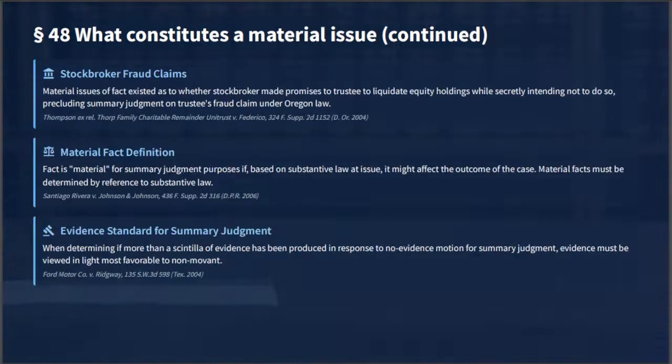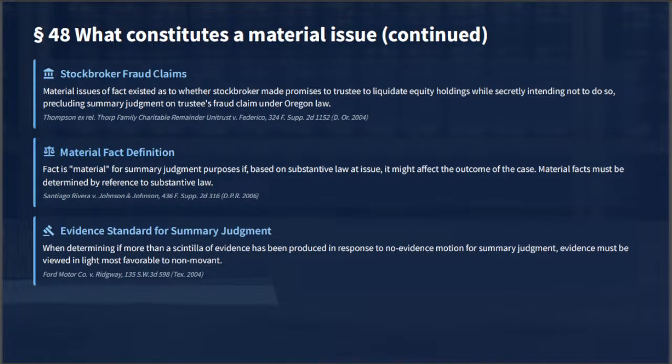All right. And we're on to the stockbroker fraud claims. Material issue of fact as to whether stockbroker made promises to trustee to liquidate equity holdings while secretly intending not to do so, precluding summary judgment on trustees' fraud claim under Oregon law. Wow. So they don't know if he actually made the promises. That's the Thorpe Family Charitable Remainder Uni Trust versus Federico in 2004 in Oregon.